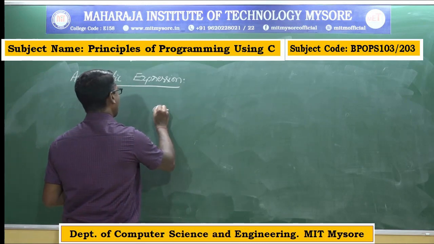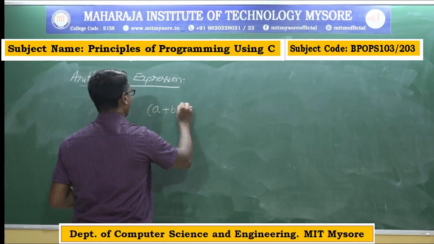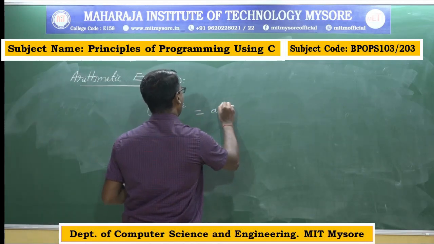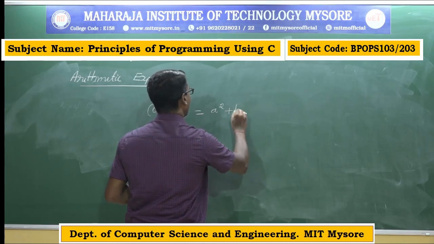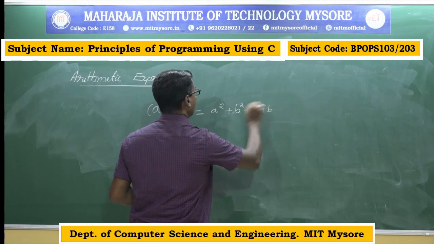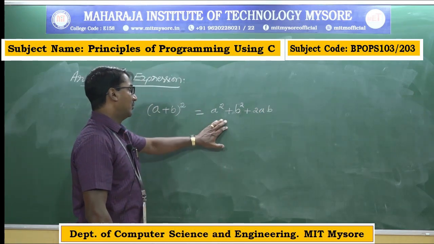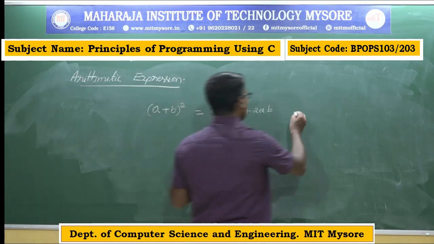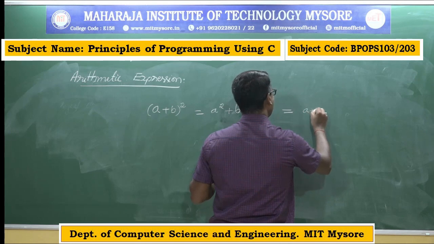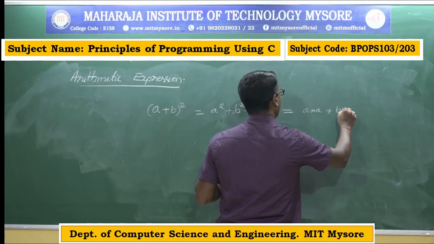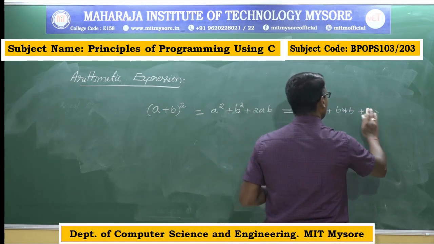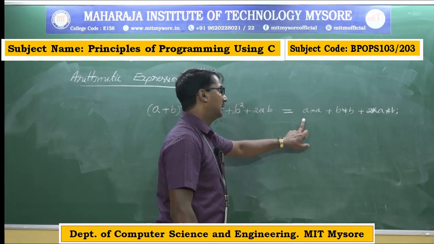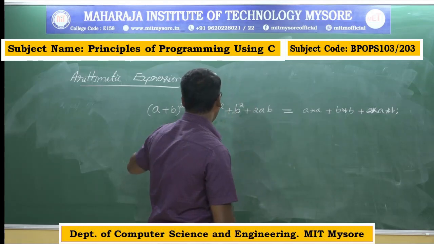Example, now I write an algebraic expression a plus b whole square. When you expand this, we can write a square plus b square plus 2ab. We cannot write the same expression in a C program. We need to convert this expression into a C equivalent expression. So the C equivalent is a into a plus b into b plus 2 into a into b. Now this is the C equivalent of this expression.